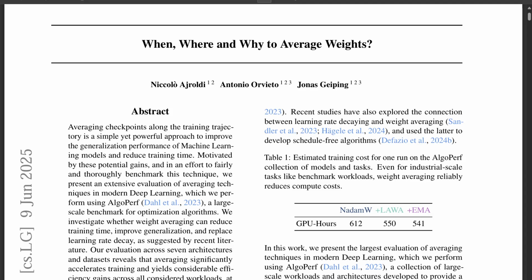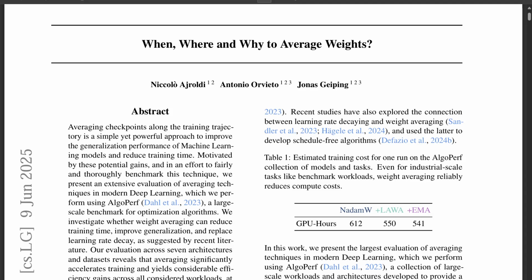Today, we're taking a deep dive into precisely such a technique: weight averaging. Now, the core idea has actually been around for decades, but its resurgence and impressive impact in modern deep learning, especially with the enormous models dominating the landscape today, is truly making waves. Our focus for this deep dive is a really comprehensive evaluation, arguably the largest and most rigorous of its kind. It's titled When, Where, and Why to Average Weights.